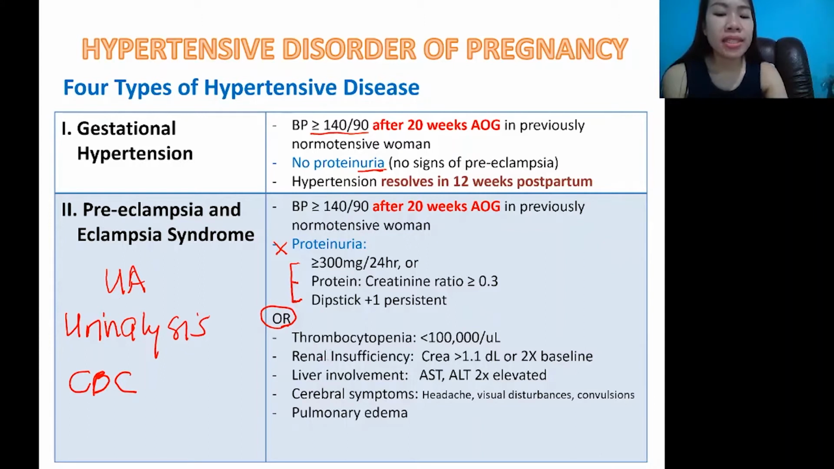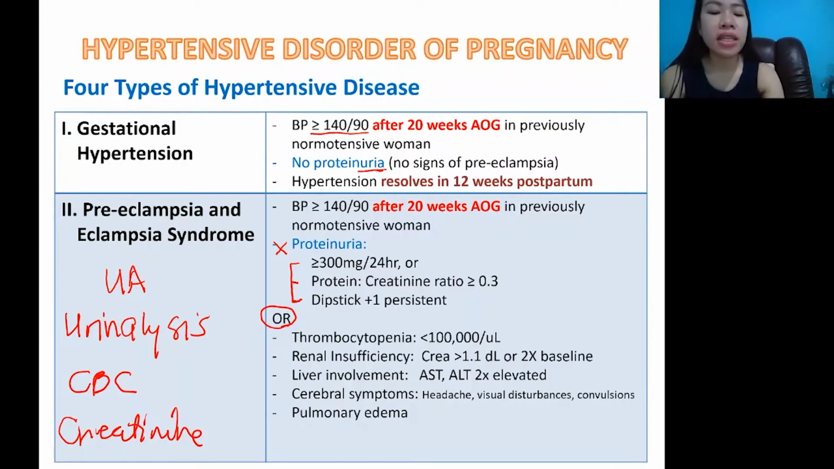Now, how do we test the functionality of our kidneys? We use creatinine. Itong crea is short for creatinine. So, we look at the creatinine, class. Creatinine that is greater than 1.1 deciliter or 2 times the baseline means that our kidneys are not functioning well.